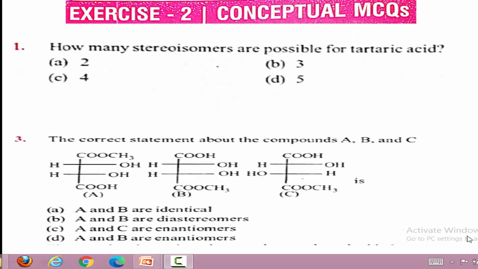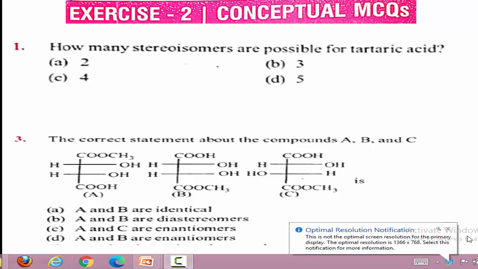Okay, next the questions on Exercise 2, conceptual multiple choice questions. Students, remember these questions are on another important concept, that is isomerism. At this time you should remember all types of isomers: chain isomerism, position isomerism, etc., in structural isomerism and stereoisomerism. Okay, next move to the question.